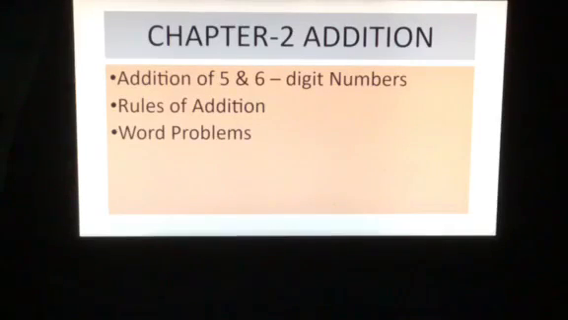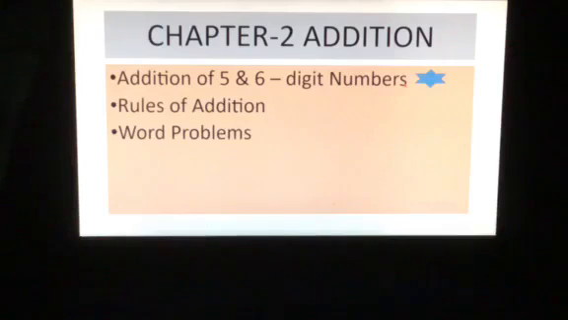Hello everyone. Today we will start the second chapter of our math book, and the topics we have in this chapter are these. In our current video we will focus on addition of 5 and 6 digit numbers.